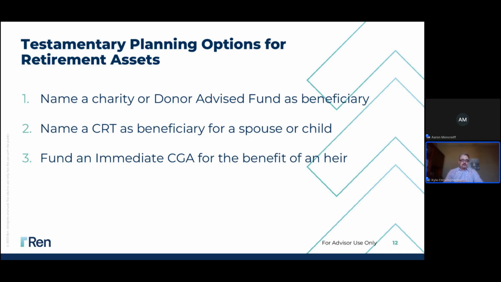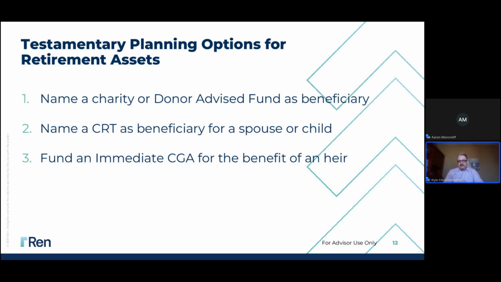In option number 2, you could name a charitable remainder trust as beneficiary for a spouse or child. This is a great example for someone that wants to get assets to heirs, but maybe they're a spendthrift. Maybe the parents are concerned that the children are just going to take those monies and go out and buy a couple new Corvettes or a boat or whatever, when the intention from the parents was to provide them an income stream for the rest of their lives.